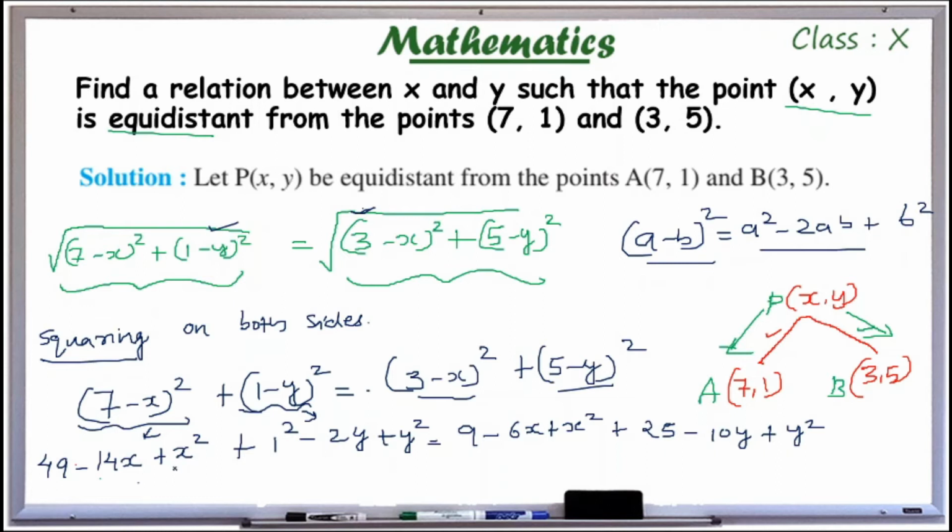See, we have x square on both the left side and the right side, so they cancel each other. When x square comes to the left side of the equal sign, it becomes negative x square. So x square minus x square is equal to 0. So we can cancel x square from both sides. We can also cancel y square from both sides.